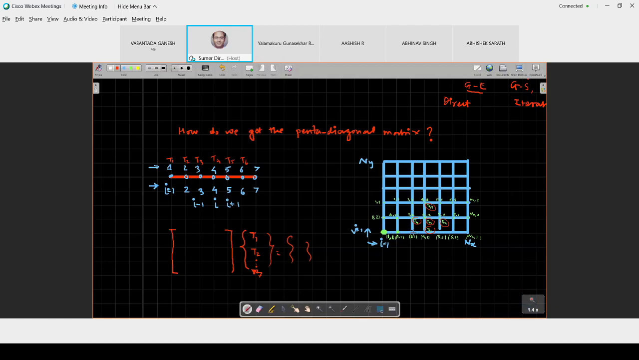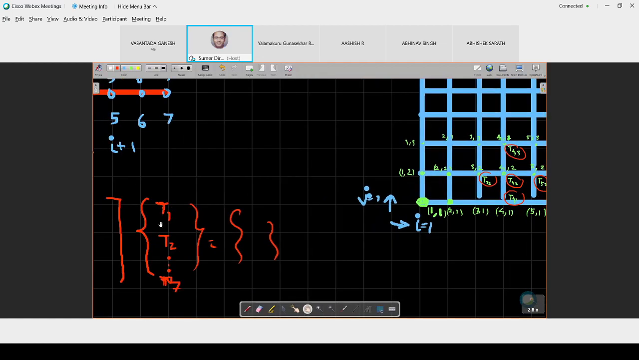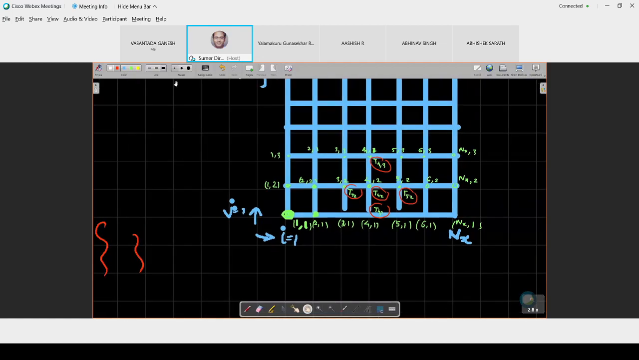Now in these cases, we would like to convert this into a single index notation. Rather than talking about these two index notations, similar to the cases of 1D, we would like to talk in terms of single index notation.